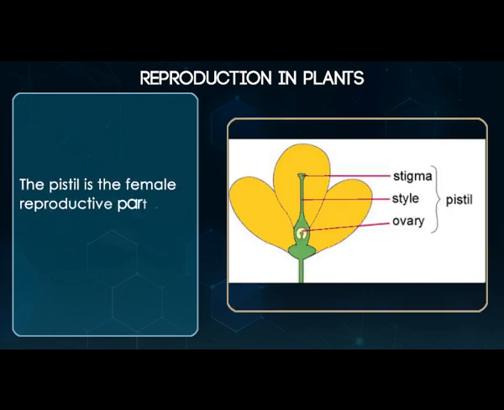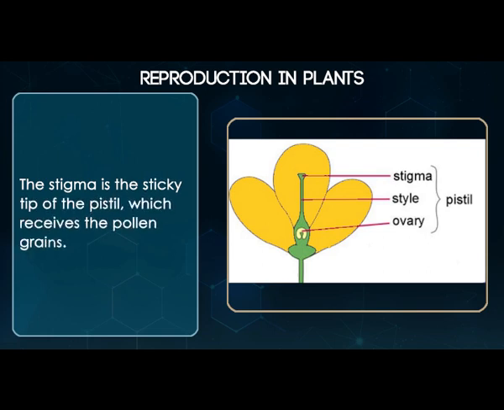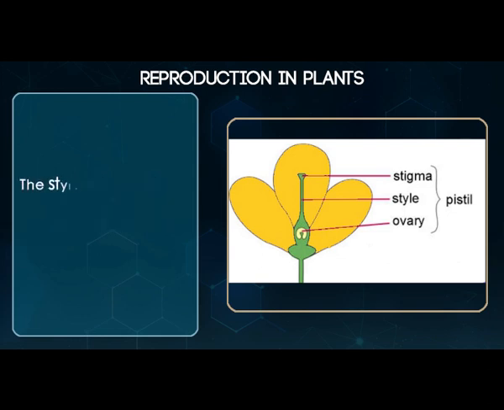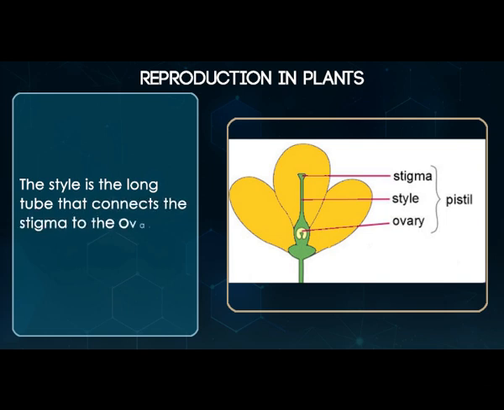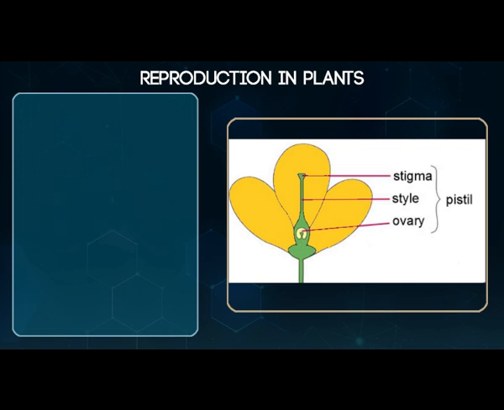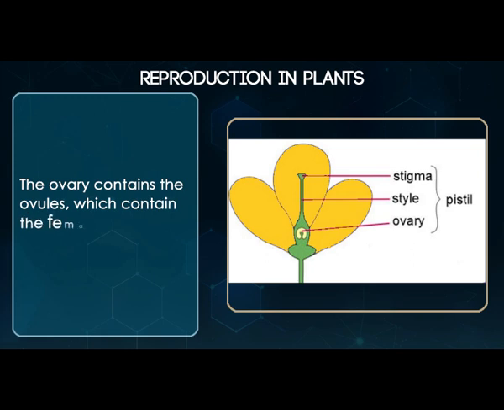The pistil is the female reproductive part of the flower. The stigma is the sticky tip of the pistil which receives the pollen grains. The style is the long tube that connects the stigma to the ovary. The ovary contains the ovules, which contain the female gamete.